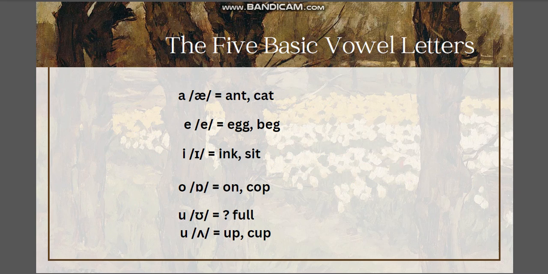Here are the 5 basic vowel letters we have in English. You can see A as in ant, E as in egg, I as in ink, O as in on. I'll come down to the other one later. If you look at these letters, the first one is actually the letter of the alphabet. The one enclosed in slants is the IPA symbol. IPA is the International Phonetic Alphabet, which is the same all over the world. It's like the global alphabet for sounds.